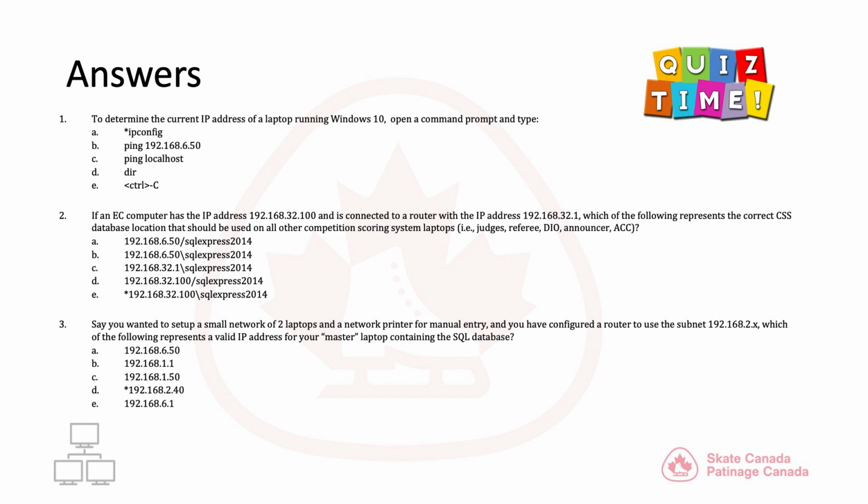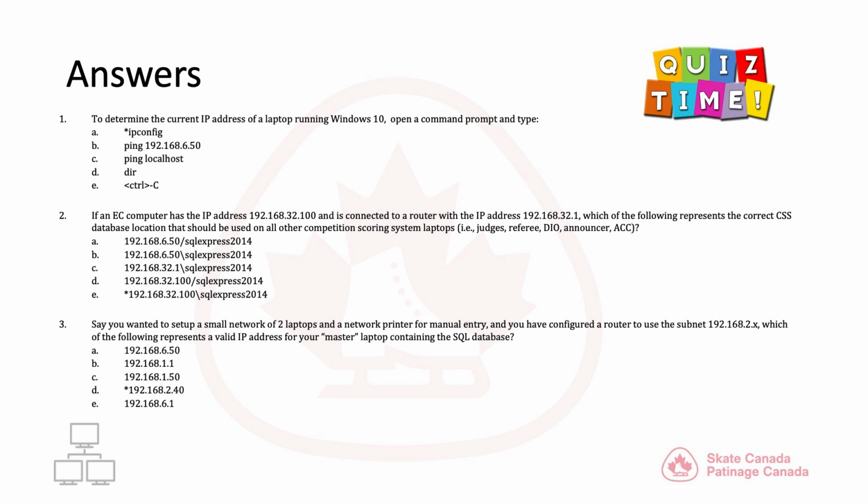So what ipconfig does is it shows you the IPv6, the IPv4 address, the subnet mask, and the default gateway for all of your network adapters, so including your Ethernet adapter and also your wireless adapter.